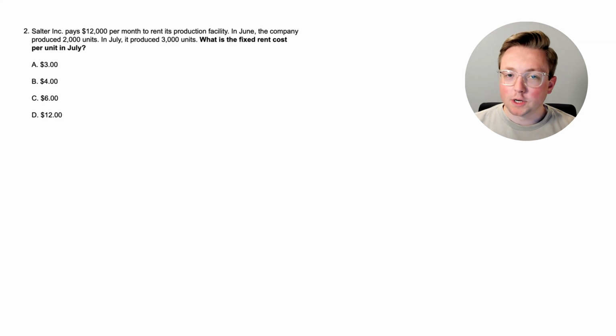All right, here we are at question 2. What is the fixed rent cost per unit in July? So let's go through this. Salter Inc. pays $12,000 per month to rent its production facility.